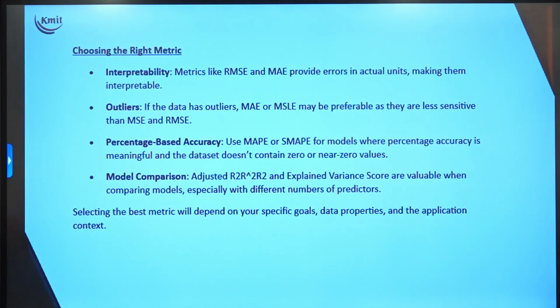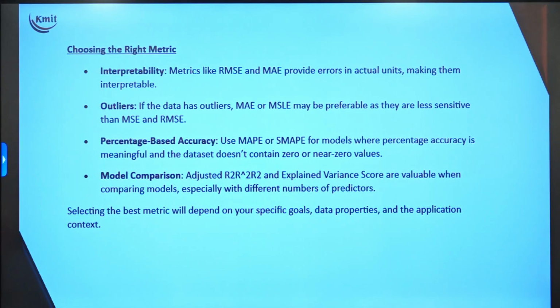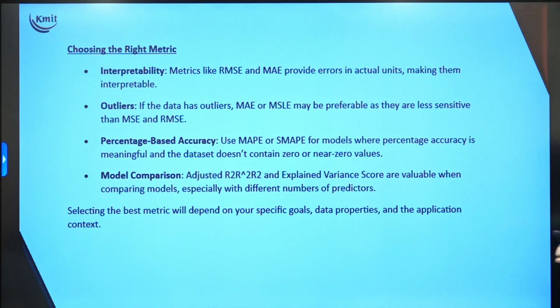First, metrics like RMSE and MAE provide error in actual units, making them interpretable as discussed. Outliers: if the data has outliers, MAE, the basic one, is more preferable because it is less sensitive to outliers when you compare to MSE and RMSE. Next, if you are going for percentage based accuracy, we have other metrics other than RMSE. We have MAPE, SMAPE. You can also go for that when you talk about percentage based accuracies. For model comparison, adjusted R squared explains the variance score, which is more valuable because we add predictors and all that.